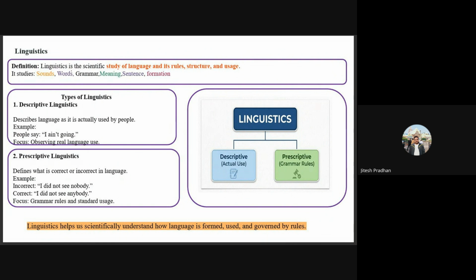Words often show different meanings based on their context. So we need to understand how context changes the meaning also. All of these are part of linguistics.